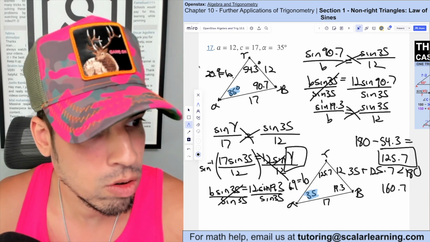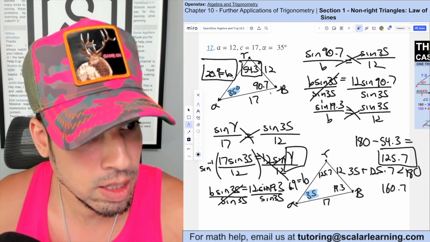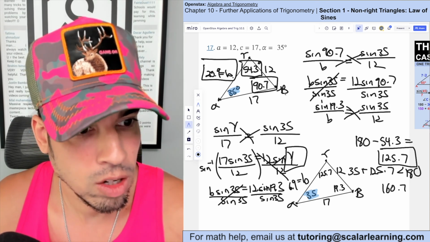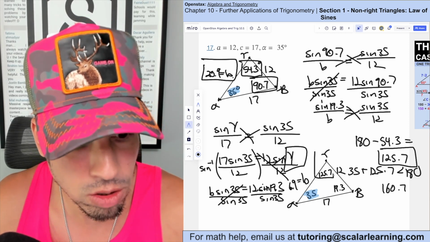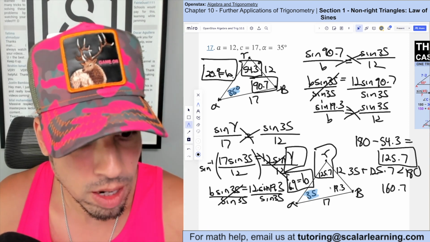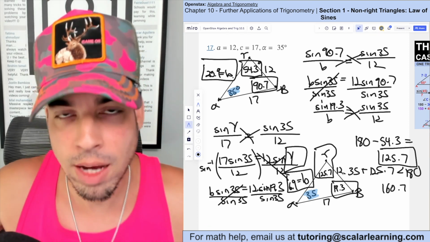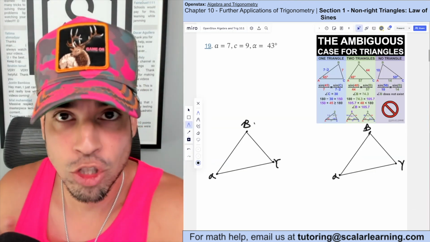All right, so here are all the answers, right? Here's b in this one, here's the gamma in this one, and here's angle beta in this one. And then for this one, here's the other gamma, here's the other little b, and here's the beta. That's how you do it. Two triangles, done.